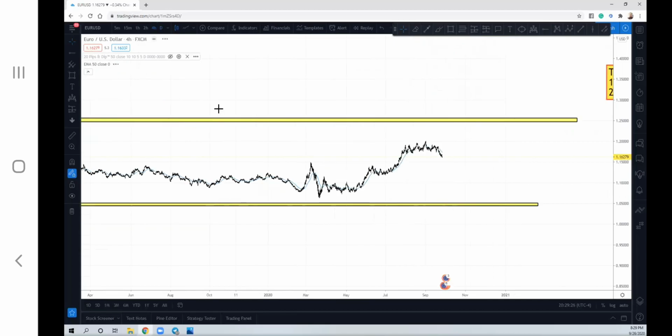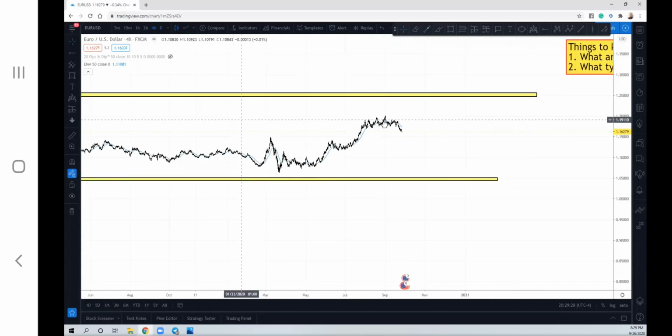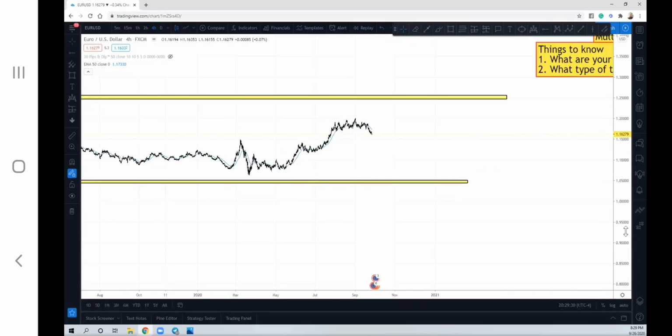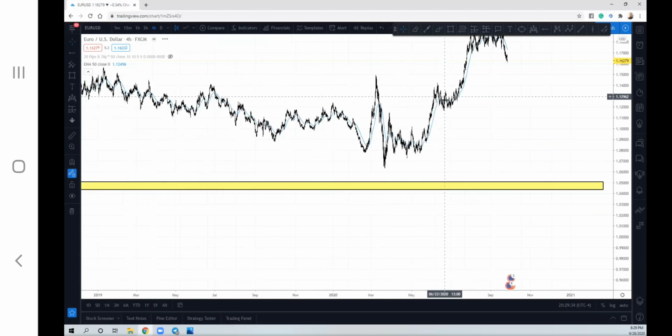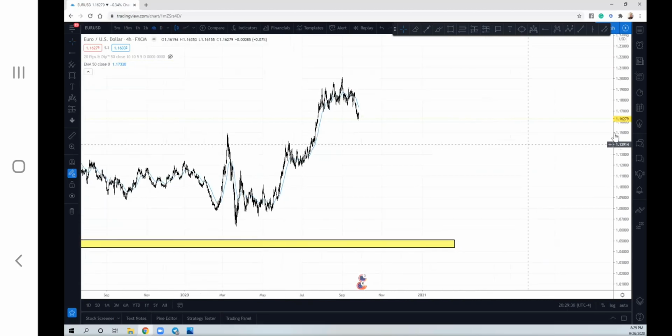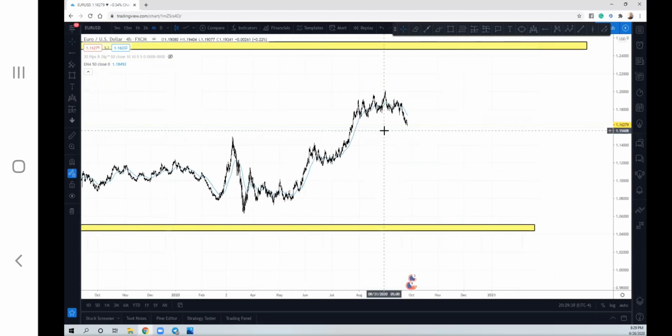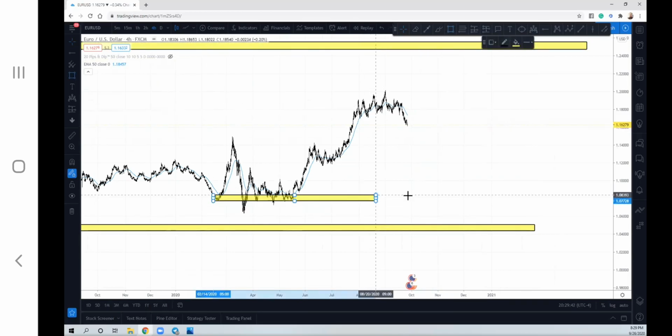Okay, so I'm going to go down to the 4-hour, and I'm going to find my minor support and my minor resistance. Okay, and I'm going to color them differently so I know that they are the minor ones. So I'm going to have my support down here.